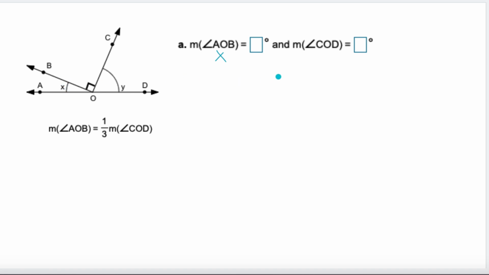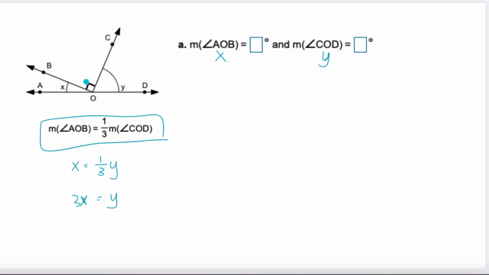Do you see that x? And the measure of angle COD is y. So you need to find COD and AOB, x and y. But you are given this. The measure of angle AOB is 1/3 of COD, which means COD is 3 times bigger than x, or x is 1/3 times y. So we know that there's a relationship between x and y. x is 1/3 of y, or y is 3 times x. Either one, okay?